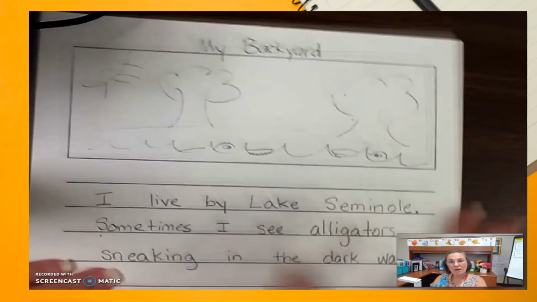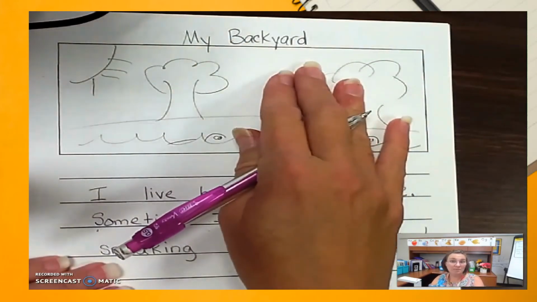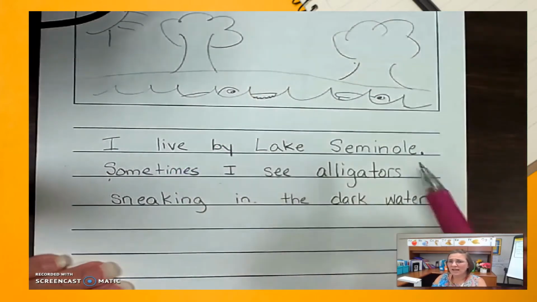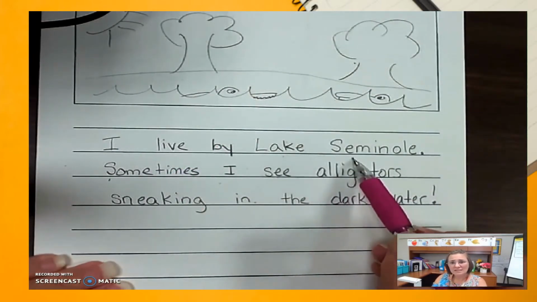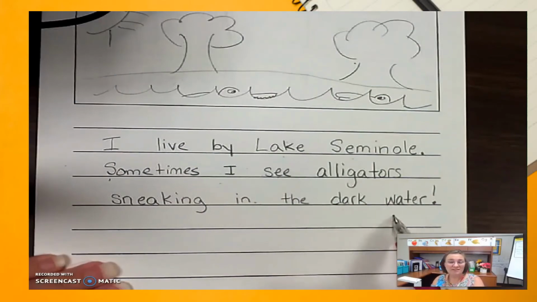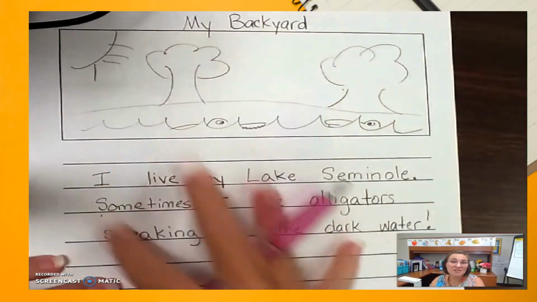So did you see how I thought about the details for this page about my backyard? Then I thought, how can I make them exact details? And I added a name and a little bit of describing what it looked like by adding the word dark water. That is how you can use facts and details to really develop your topic.